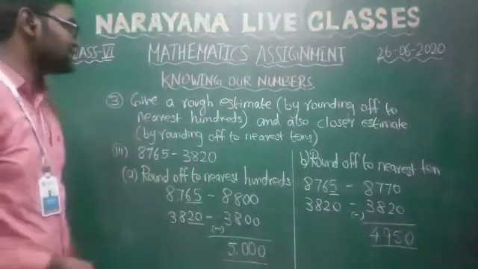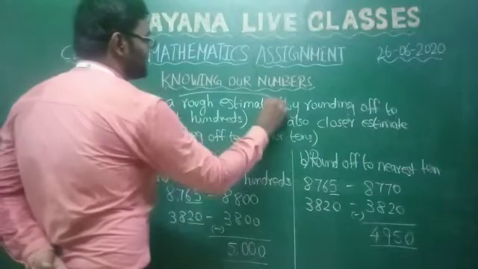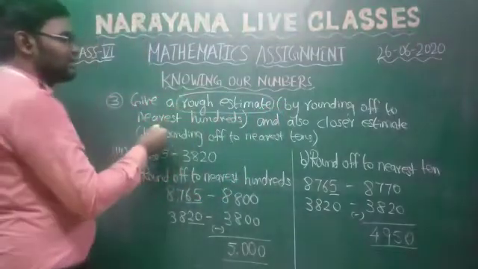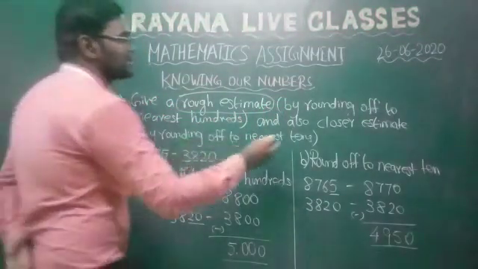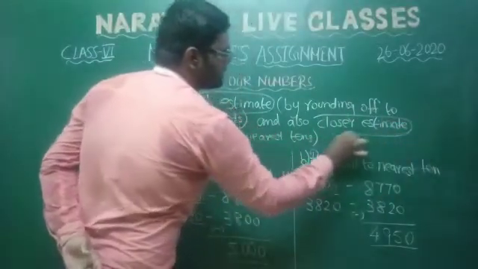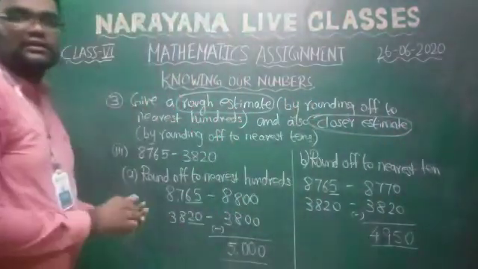So rounding to the nearest 100 is what we call a rough estimate. Rounding to the nearest 10 gives a closer estimate. Okay students.